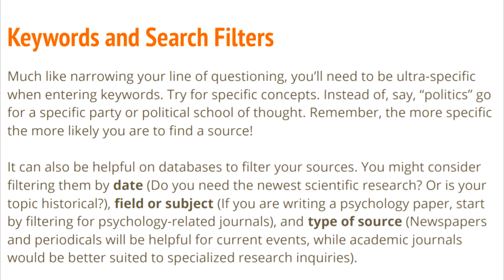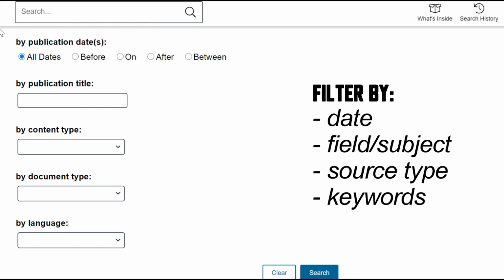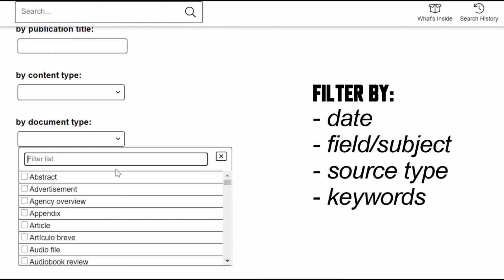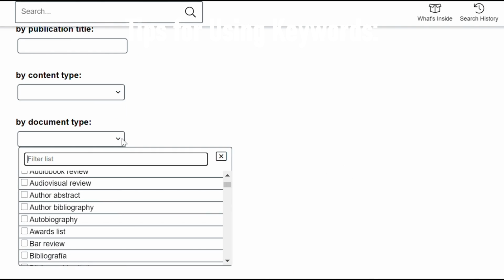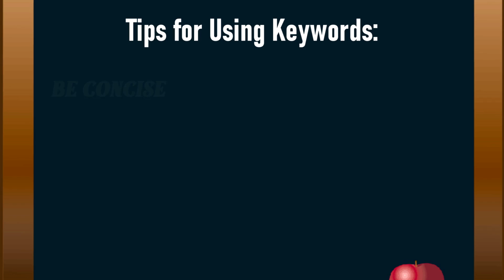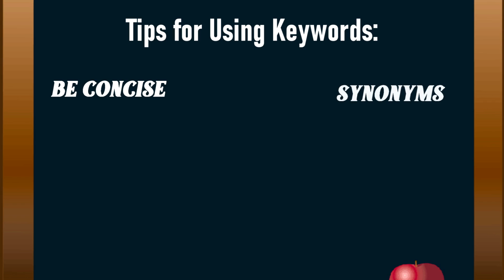The more specific you are with your search phrases, the more relevant your results will be. You can filter your search by date, field or subject, source type, and keywords specific to your topic. When using keywords to narrow your search results, be concise, avoid long phrases, and start with only 2 to 3 terms. Use synonyms. If your first term doesn't bring up any useful sources, try a synonym or a broader term.